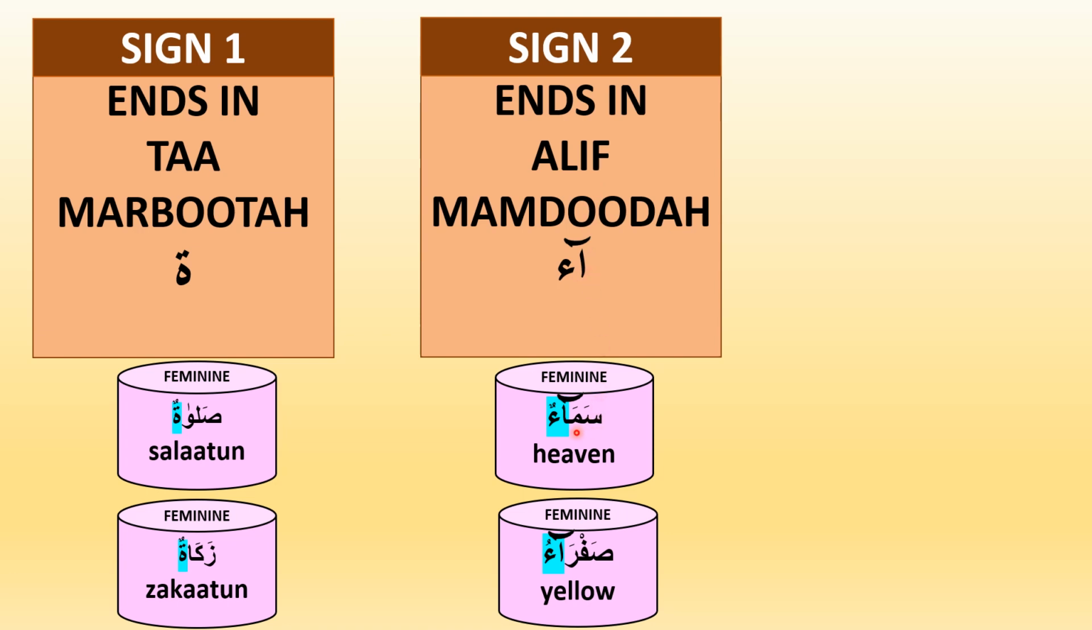So when we look at the word sama'un, we can see alif hamza and there's the mad on the top, which means heaven, and this word is feminine. Likewise, we look at the word safra'u. There's the alif hamza and there's the mad, because the mad brings out the pulling, the stretching sound. Safra means yellow, and we know it's now feminine.